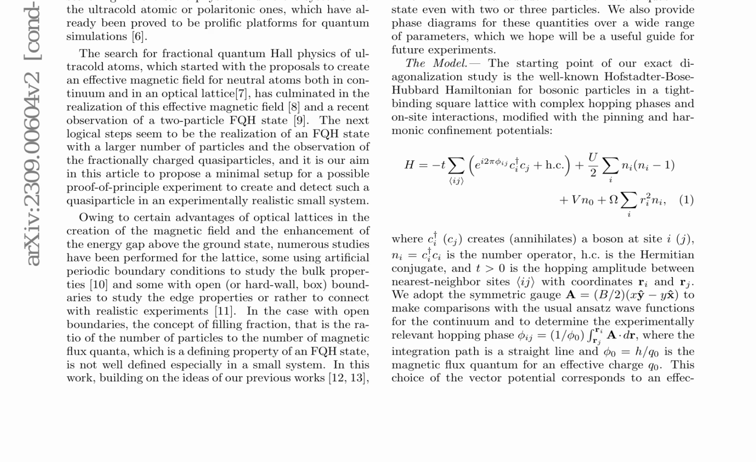Key quantities for detecting the quasihole state include the ratio between the mean square radii of clouds in the presence and absence of a repulsive potential, and density depletion created due to the pinning potential. Phase diagrams for these quantities over a wide range of parameters are provided as a guide for future experiments.